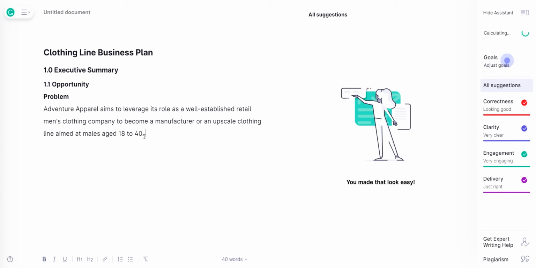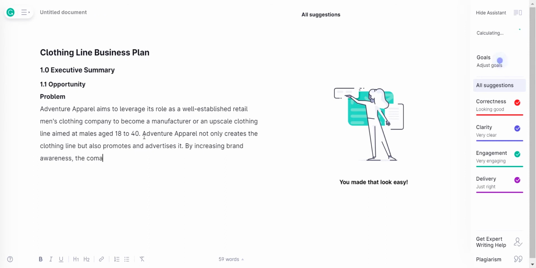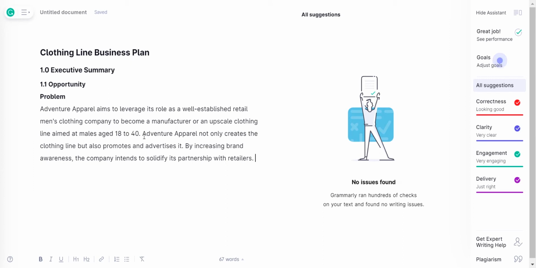So we're going to say Adventure Apparel not only creates the clothing line, but also promotes and advertises it. And by increasing brand awareness, the company intends to solidify its partnership with retailers. So we're essentially saying we're going to be branding ourselves so that we're able to have partnerships with retailers, so that they can sell our products.